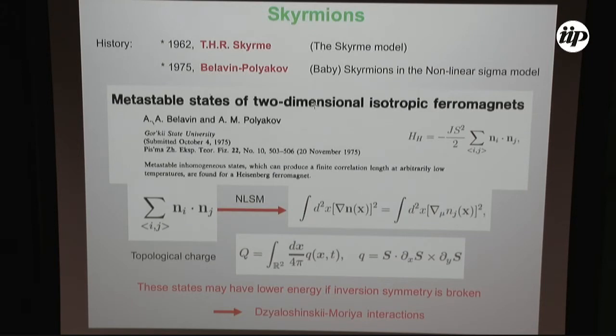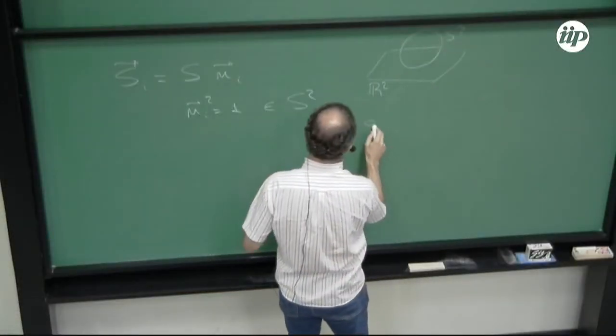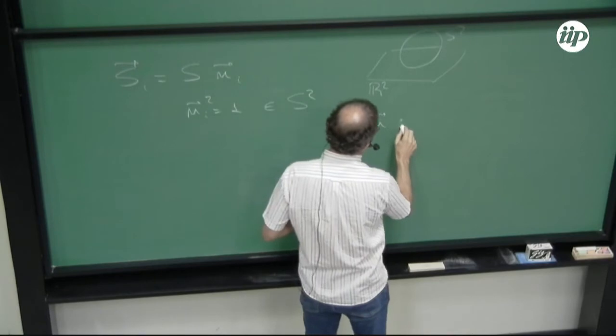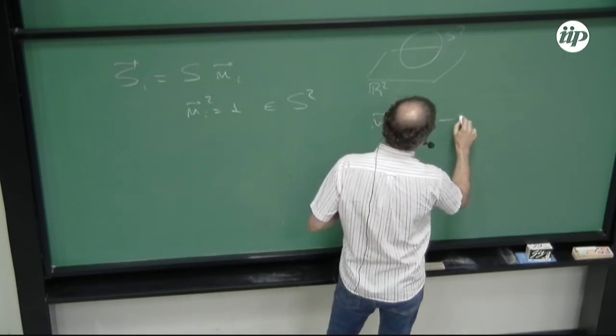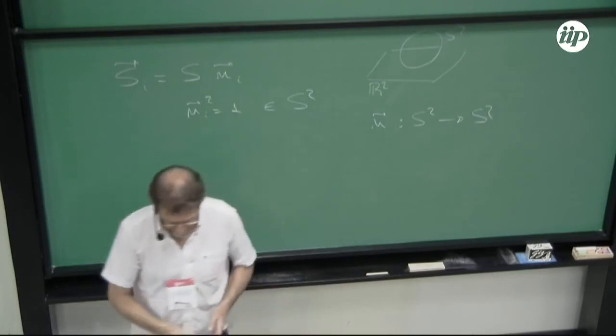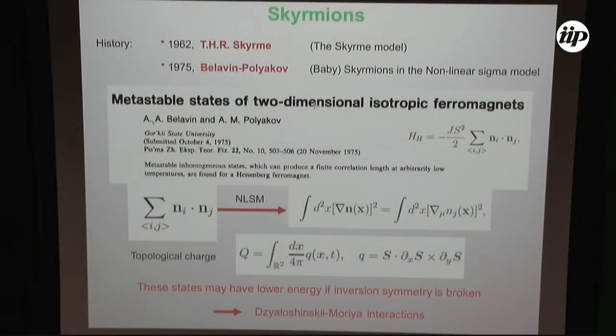So in this case, what you have to do, this comes later, but let me just draw something. So you can take R2 and compactify it into the sphere. So these variables n are mappings from S2 to S2, and this gives rise, probably I'm going into too much detail for you, but I just want to make a point later about the difference with the triangular case. So essentially, this is why you have this topological charge, because the second homotopy group of S2 is non-trivial.